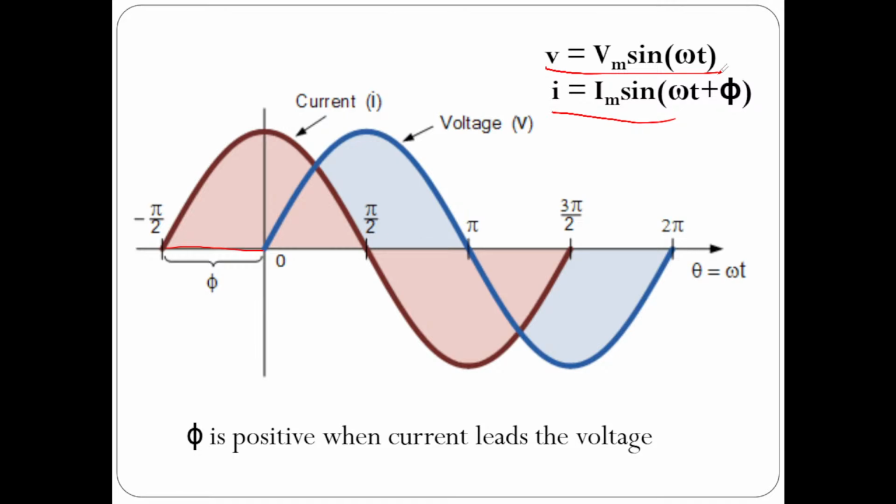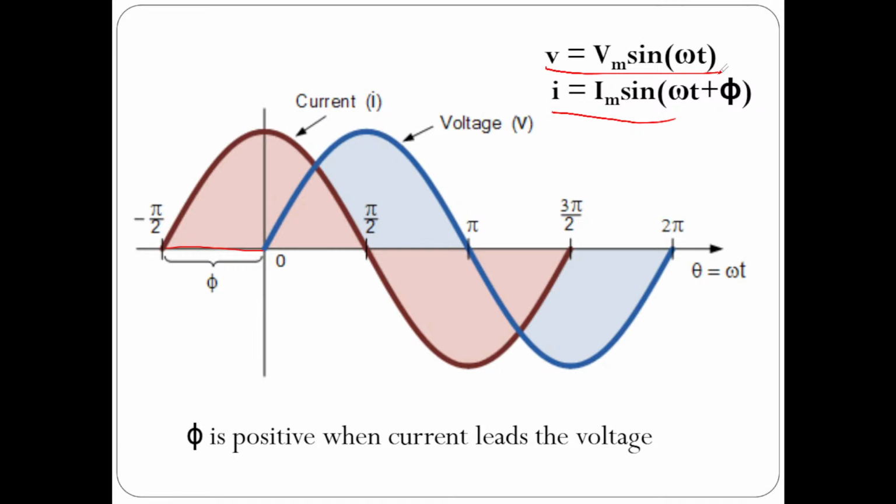So similarly, if you see in this waveform, this is our voltage. At time 0, voltage is 0. What about current? If I extend this waveform, current might have been some negative value. So current becomes 0 at a certain phase delay with respect to voltage. There is a phase angle delay of some phi of current with respect to voltage.